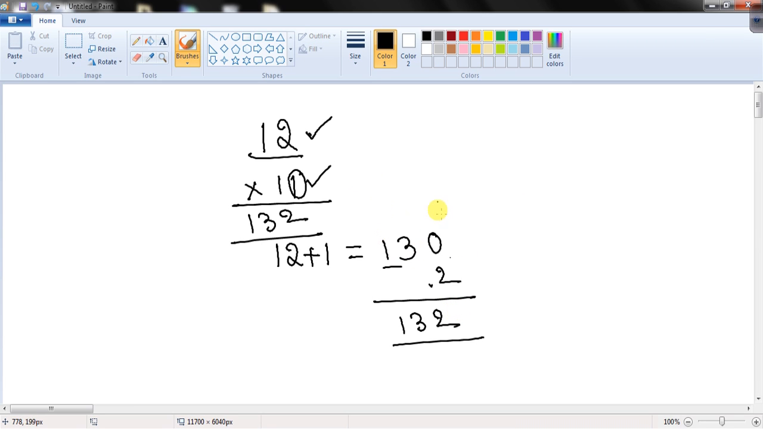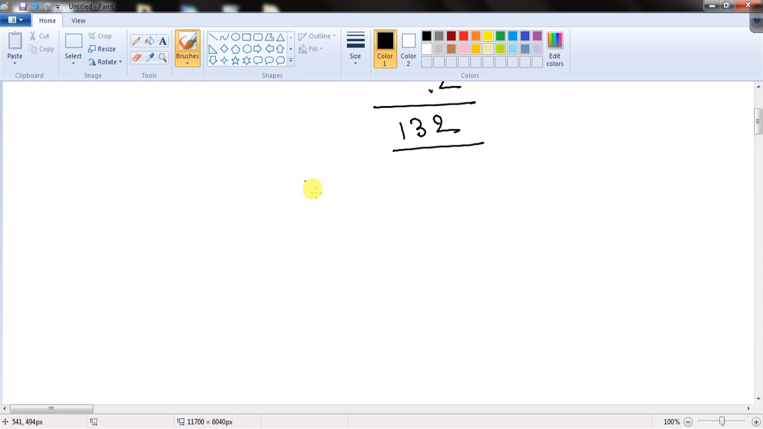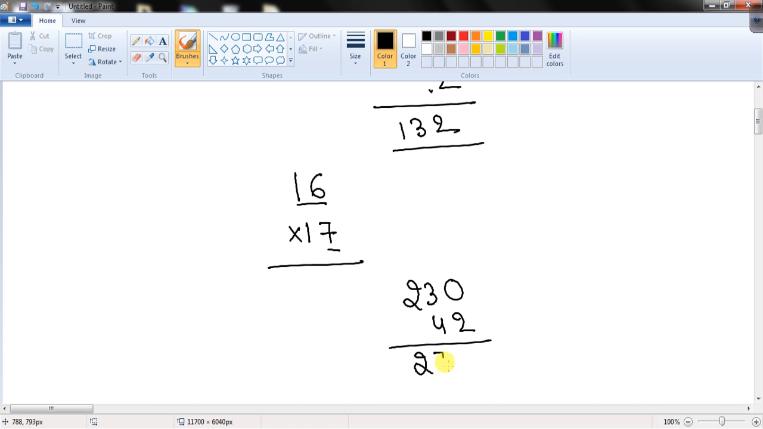How does this work? Okay, let me explain with a different number. Suppose I would like to multiply 16 into 17. According to our logic, it is 16 plus 7. What is 16 plus 7? 23, which is 230. What are 6 sevens? 42. So 230 plus 42 is 272. So simple.